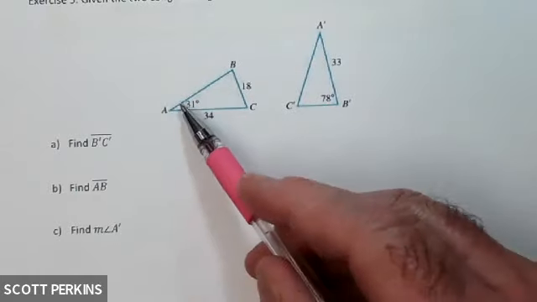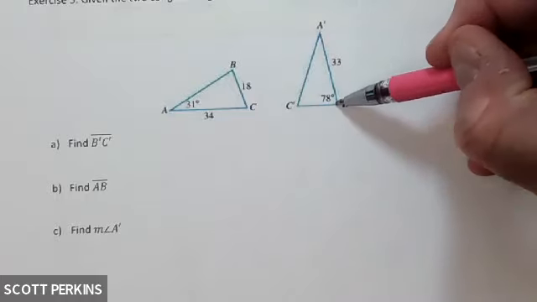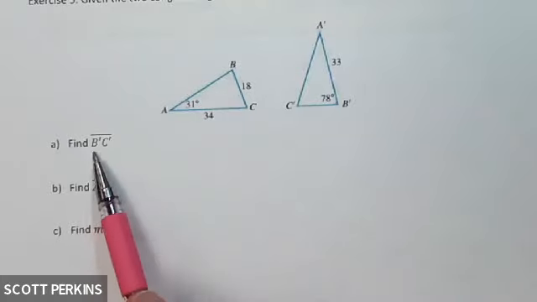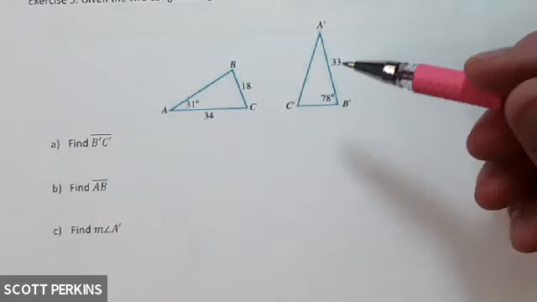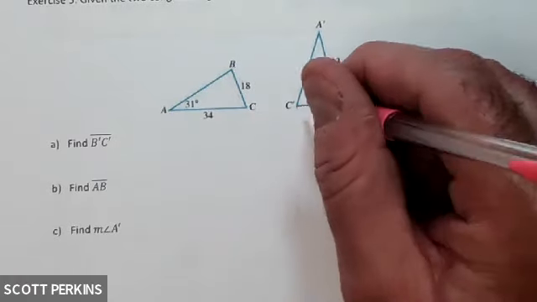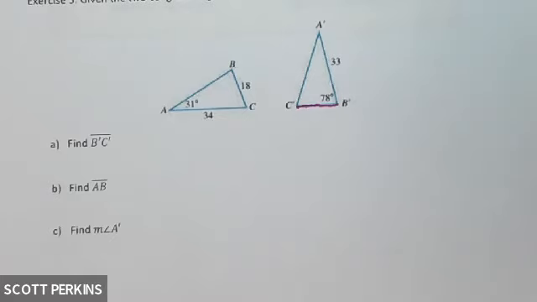All right, so I've got triangle A, B, and C, and then I've got triangle A', B', C'. We're asked to first find B'C', so this short side right here. So what are you going to propose to me? If I just highlight this pink so we know what we're talking about, what are you going to propose to me is the value of that side?